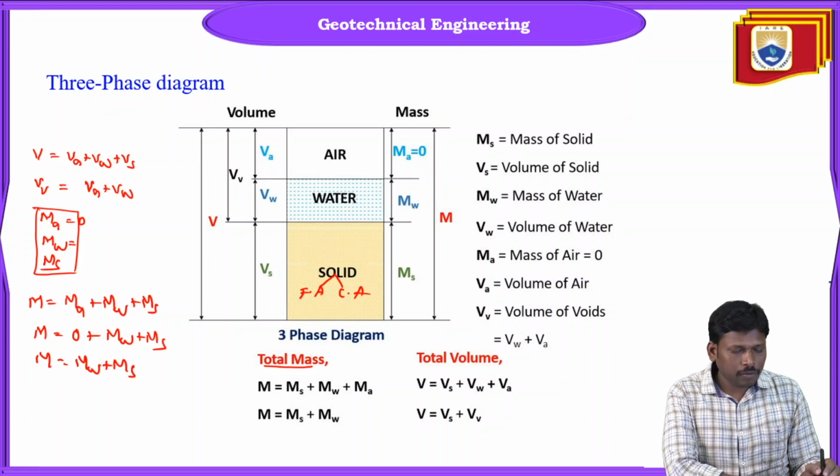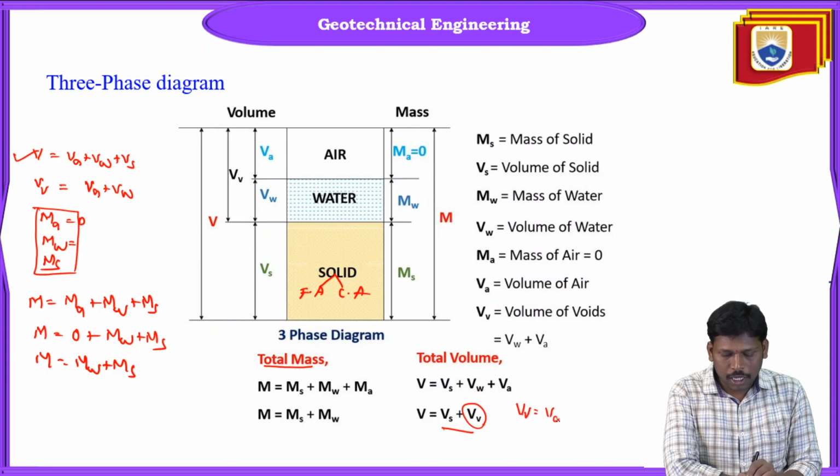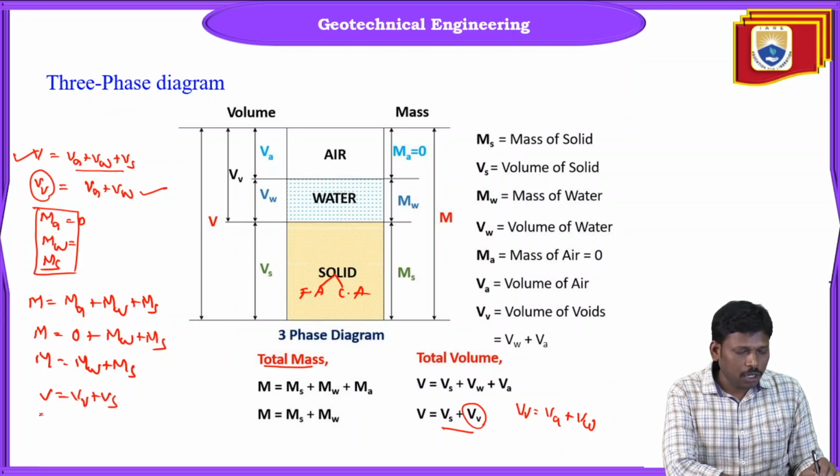And coming to the volume, the total volume, as I said, is equal to volume of air plus volume of water plus volume of soil. The volume of voids is equal to volume of air plus volume of water. So I just replace volume of air plus volume of water in the total volume with volume of voids. Then the total volume again becomes volume of voids plus volume of soil.